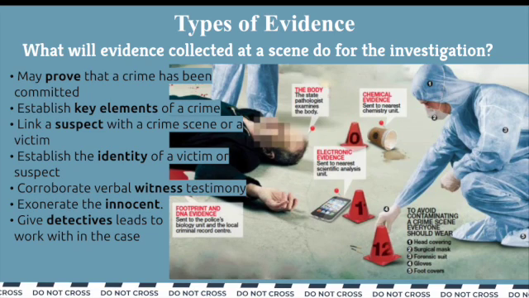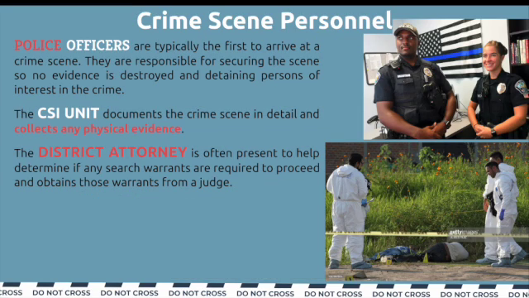Now, as far as people at a crime scene, first people on the crime scene are almost always police officers. They're usually the first to arrive. They secure the crime scene and keep people from walking through it. If they think somebody's involved, they can detain them and hold on to them until they can interview them or take their fingerprints or arrest them or whatever. Then you'll get a CSI unit.